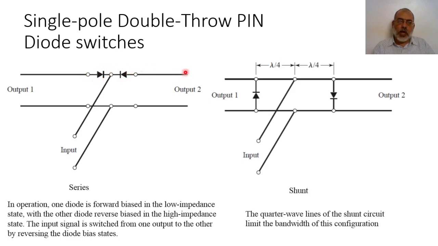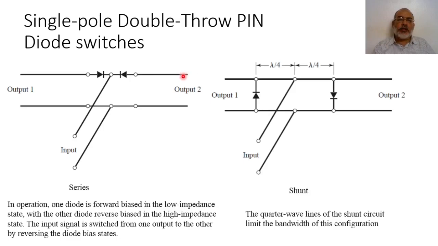So if I have the positive from here and the ground at the middle, so if this is positive and this is negative and this is ground, this diode will be forward biased and this diode will be reverse biased. And because the diodes here are in series, the forward biased diode will be switched on. So the signal will go from the input to output two.